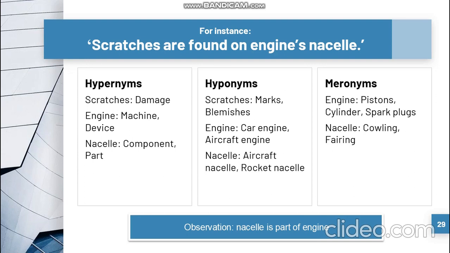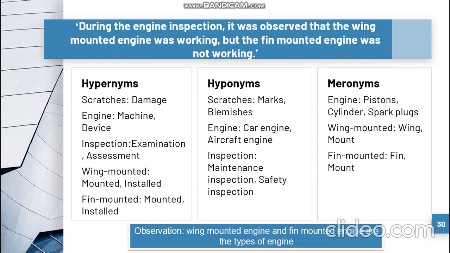And then meronyms would tell the elements of a specific word. Like for engine, it tells the words pistons, cylinders, spark plugs. So the instance was scratches are found on engine's nacelle. So we observed that nacelle is a part of engine.